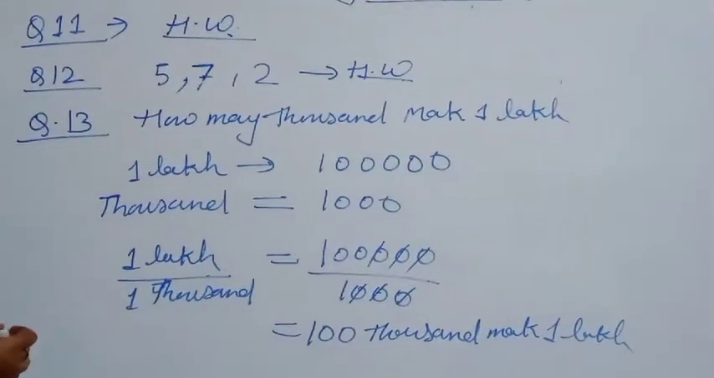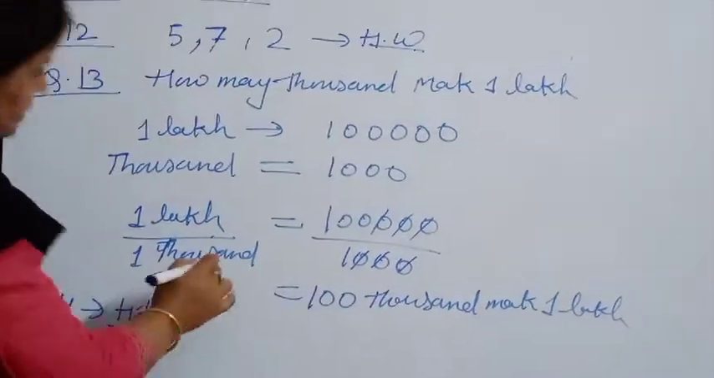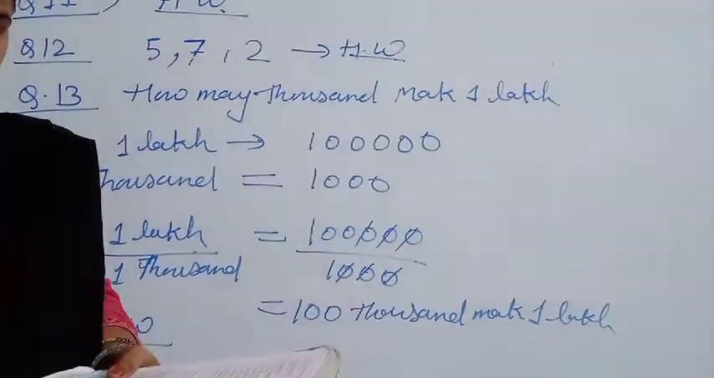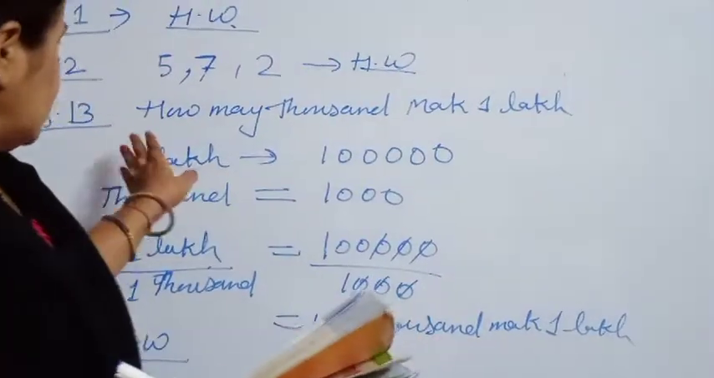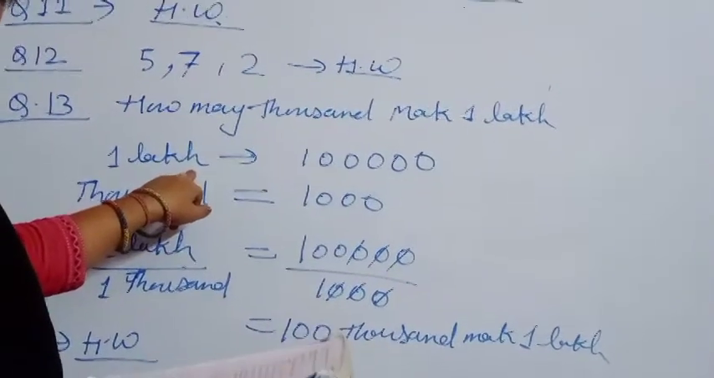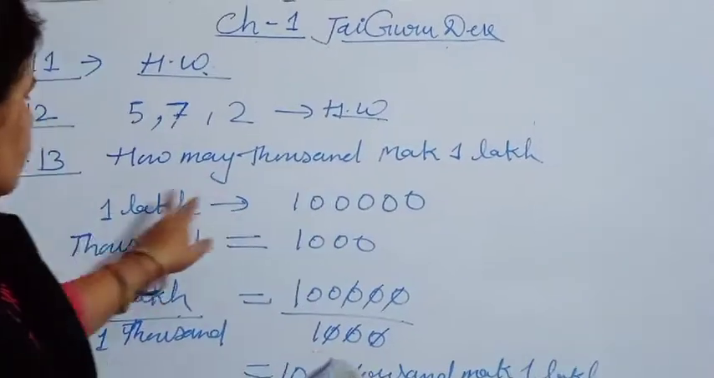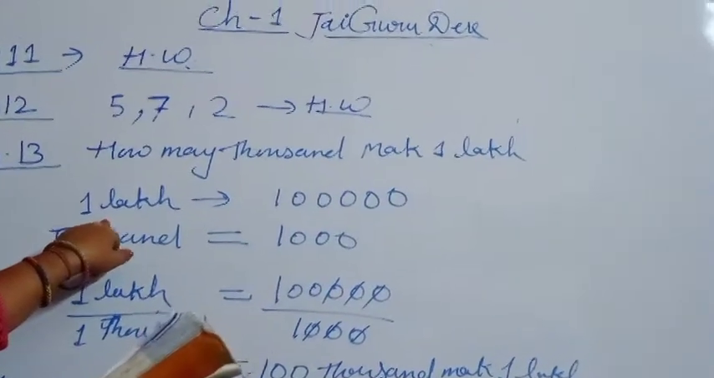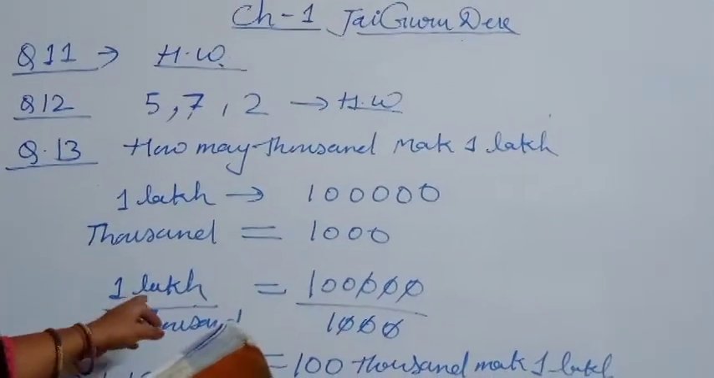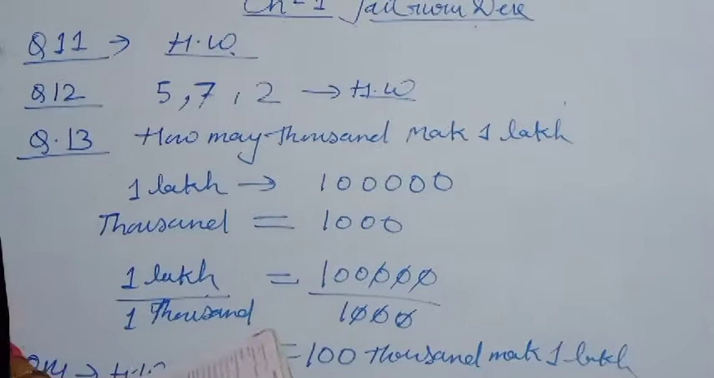Next is question number 14, that is also your homework. It is the same question, you just try to do it yourself. If you have a doubt, you can ask me, I will make it clear. It is written how many thousand make 1 crore, and previously it was how many thousand make 1 lakh. So first you write the 1 crore value in numerals, then the 1000 value in numerals, and divide. Next step, 1 crore divided by 1000, whatever quotient comes, that will be your answer.